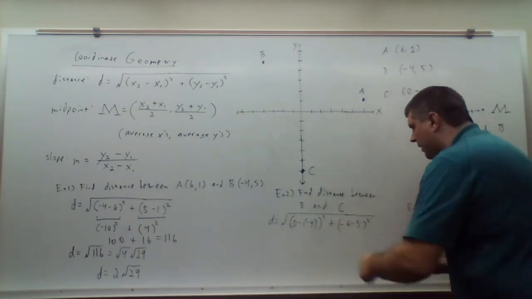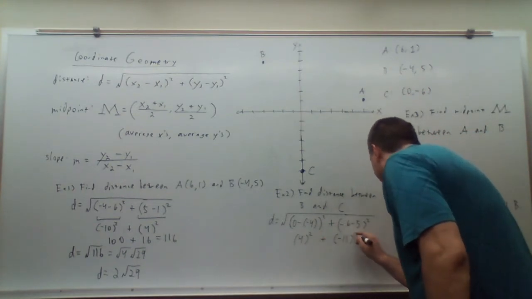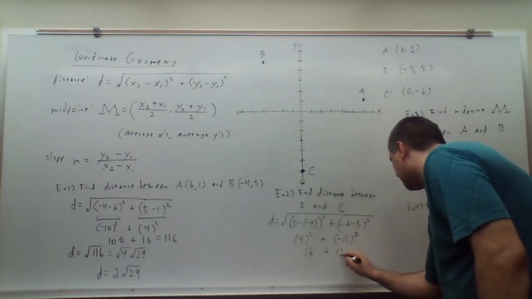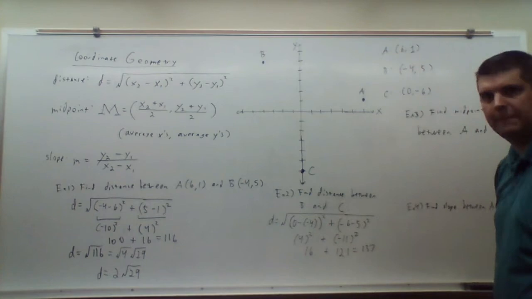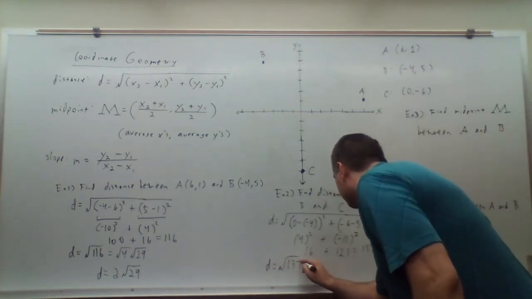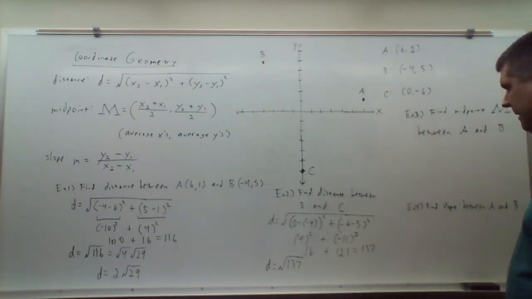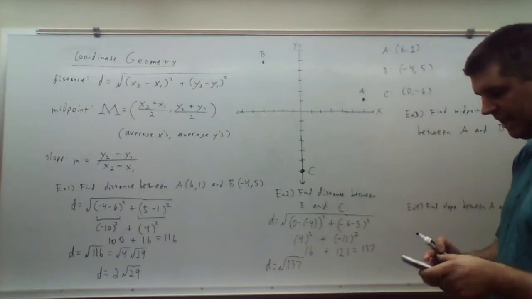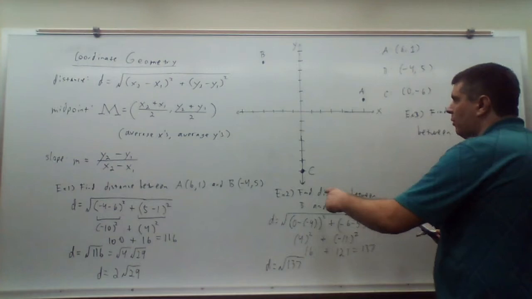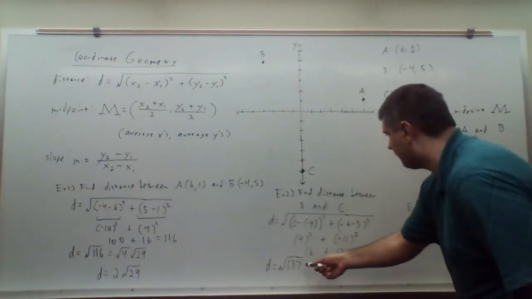Alright, so 0 take away negative 4 is 4. 4 squared plus negative 11 squared. So that's going to be 16 plus 121 is 137. Okay? So D will equal the square root of 137. And 137 is not reducible, so I'm done. If you're curious as to the precise units, it's approximately 11.7 units from here to here. Alright, but that's the exact value for the distance.